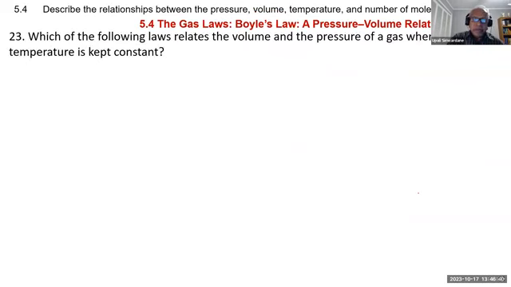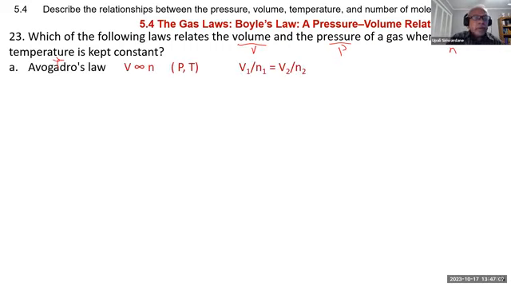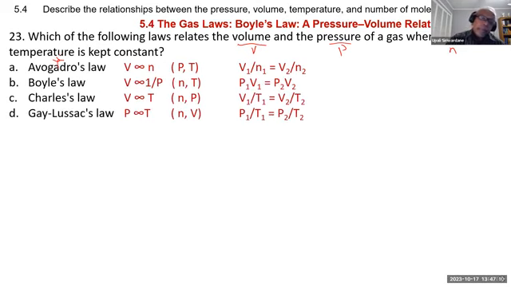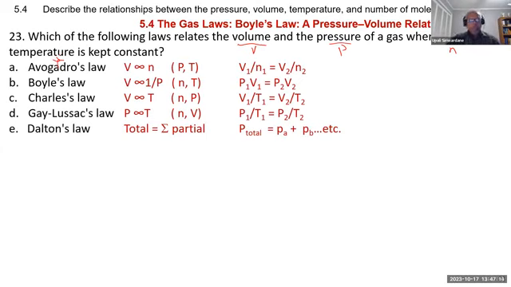Now there are problems. Which of the following laws relates the volume and the pressure? When the volume and the pressure, that's V and P, the amount N and Kelvin temperature are kept constant, that's Boyle's law. Which is the Boyle's law out of these four laws? This one is inversely proportional to the pressure of the gas. That's Boyle's law, and you got this equation. That's the correct answer to go for.